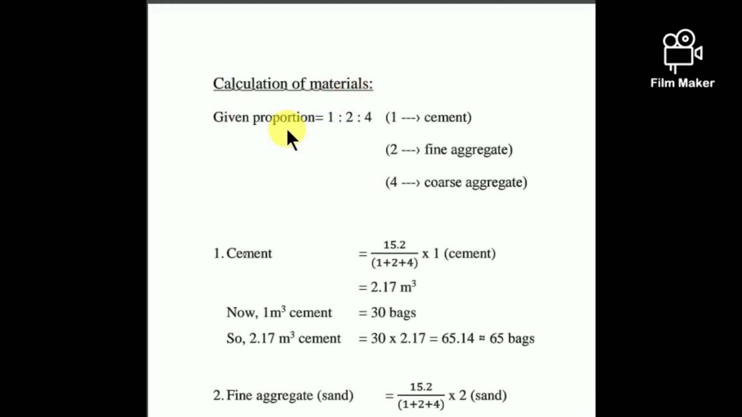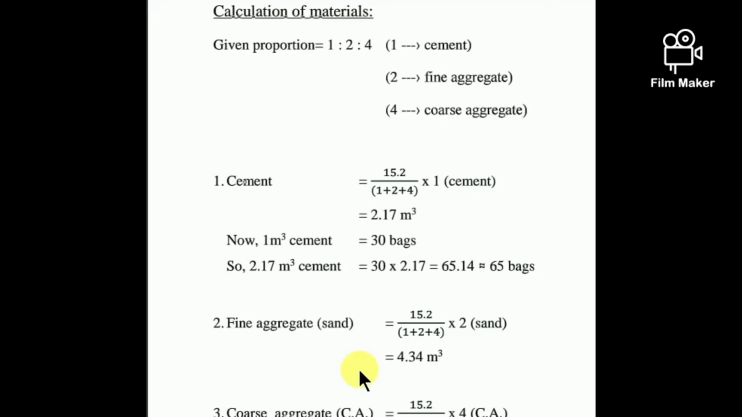Now we'll do the calculation of materials. Our given proportion is 1:2:4, that is 1 is cement, 2 is fine aggregate, 4 is coarse aggregate. To calculate the amount of cement, we'll take the total volume, that is 15.2, divided by the sum of the quantities 1 plus 2 plus 4, into the amount of cement. So we'll get the quantity of cement as 2.17 meter cube. Now in the note I gave you that in 1 meter cube of cement we have 30 bags. So for 2.17 it will be 30 into 2.17, that is 65.14. But number of bags cannot be in decimal, so we'll take it as 65 bags.